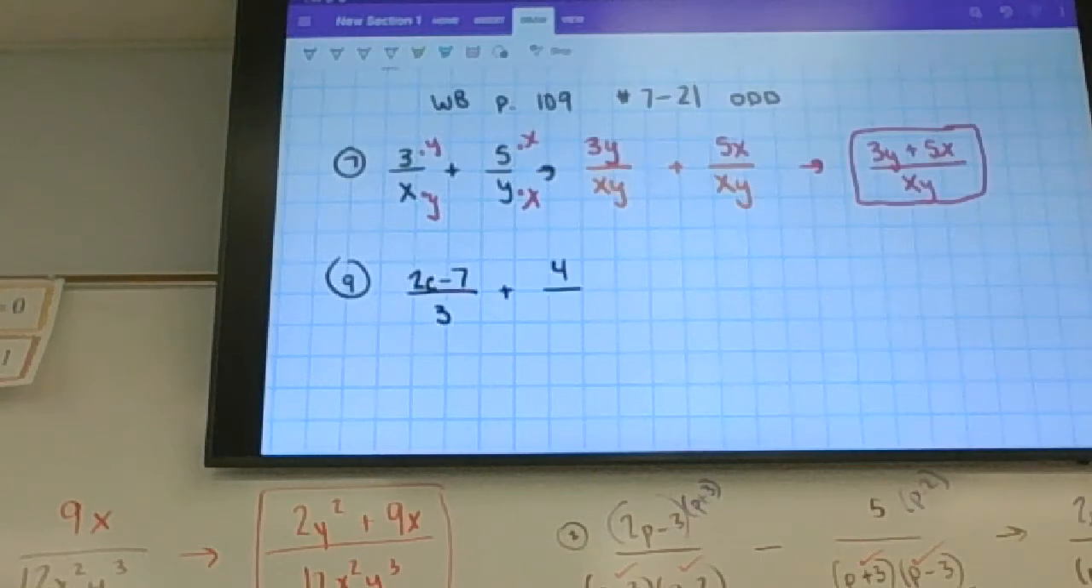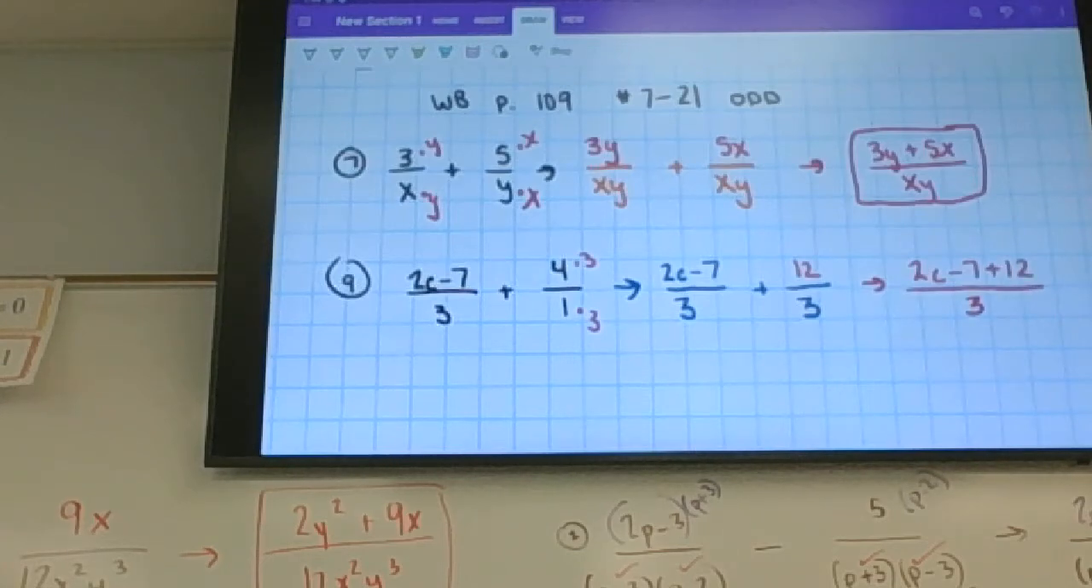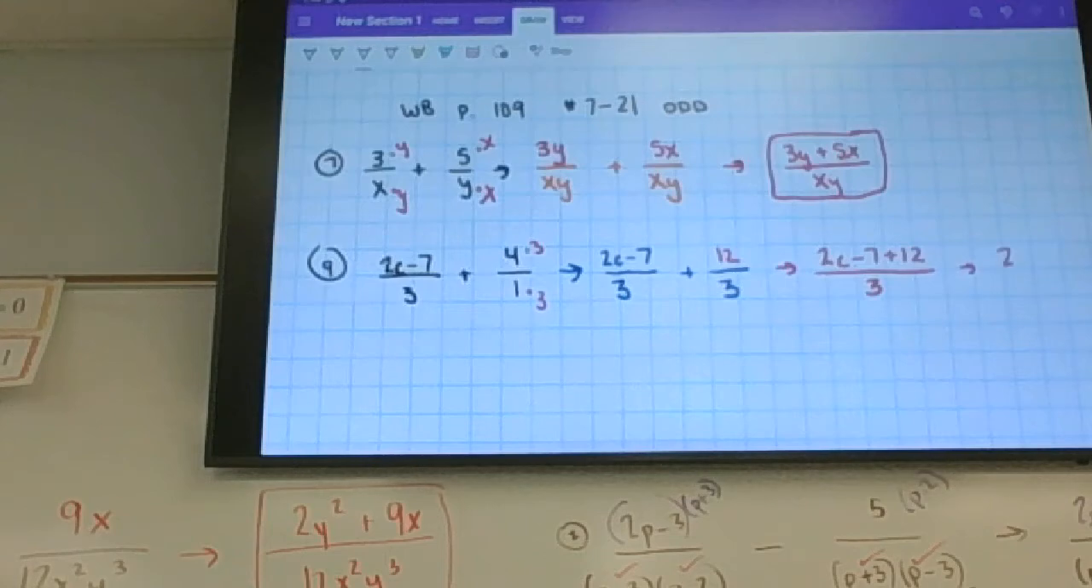Alright, in 9, I'm gonna put a 1 under the 4. There's no denominator, so put the 1 there. Alex, what's the common denominator in number 9? I'll only have to alter the second fraction. 23 minus 2Y.